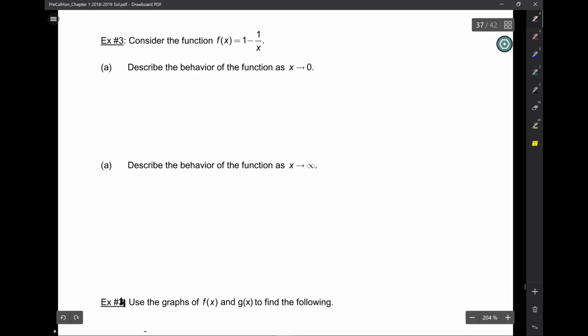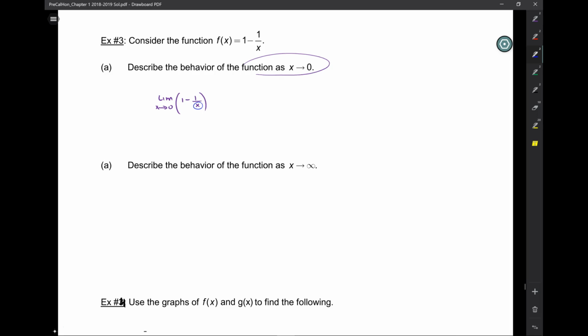Okay, so what does this mean? As x approaches 0, this is a limit. So we want the limit as x approaches 0 of 1 minus 1 over x. Okay? Now, let's talk about what happens as x approaches 0. I always like to reason things out. Like this. If I have, okay, so it's 1 divided by a number.